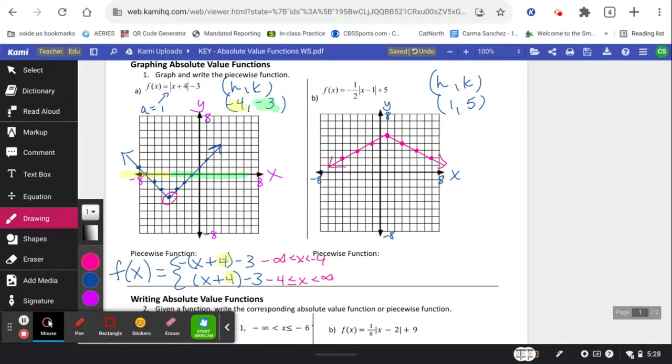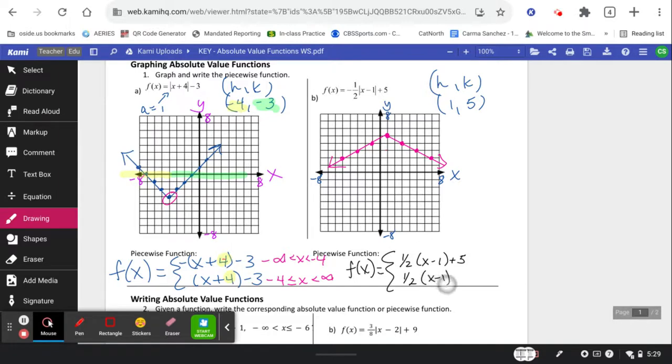Now it wants us to write the piecewise down here. So we're going to say f of x equals. So you're telling me, Ms. Sanchez, that this function is exactly the same as my absolute value function above, but I just write a parentheses. Okay, well, there it is.